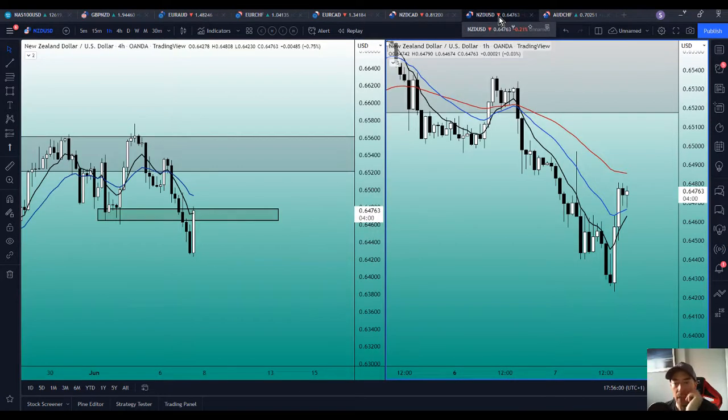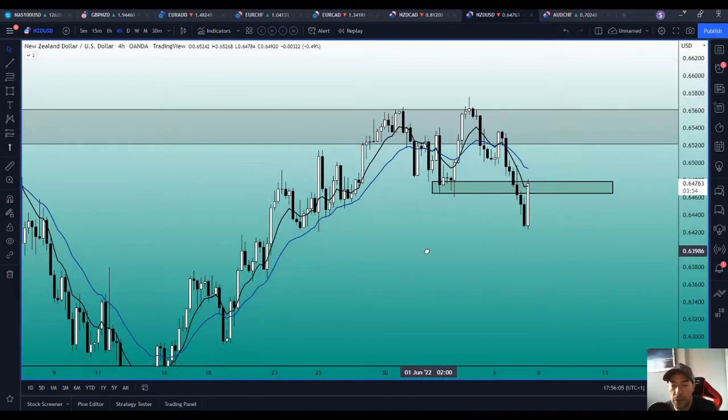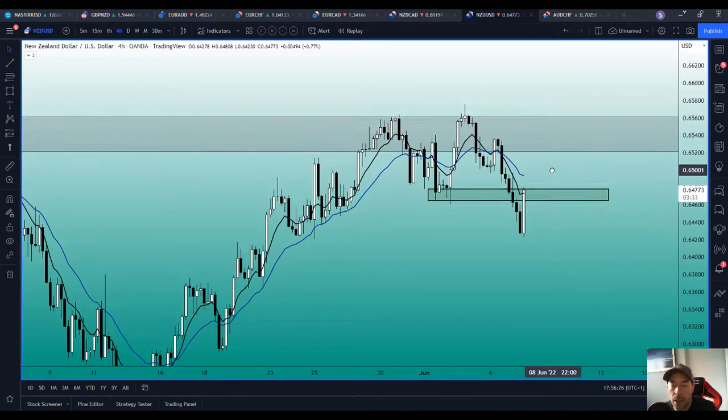I'm going to have a quick look at Kiwi USD, because Kiwi USD has come into a very, very nice area here on H4. We can see this previous area of support here. Price broke this support yesterday, and now it is retesting. So this would be a great area to start looking for sellers to come into the market. We've got 4-hour bearish moving averages as well.